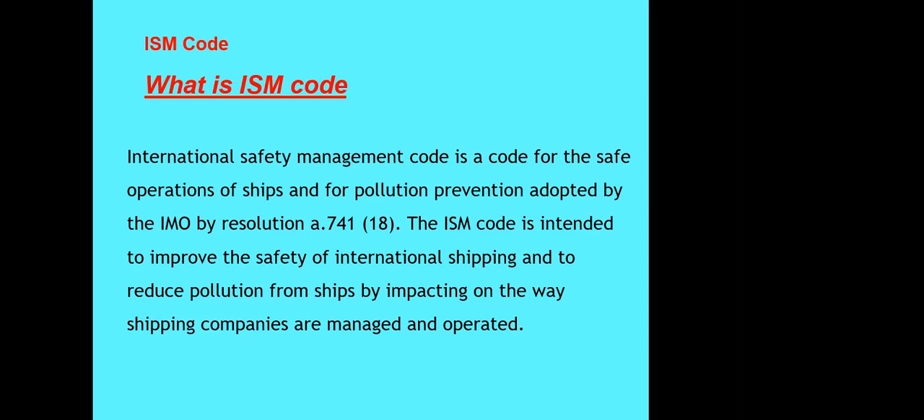So we are going to see how this resolution was adopted. The ISM code is intended to improve the safety of international shipping and also to reduce pollution from ships by impacting the way shipping companies are operated and managed. Prior to the ISM code, there was no documentary procedure apart from SOLAS regulations, which were adopted as a result of the Titanic incident. There was no documentary procedure regarding the management of ships, particularly to do with shore and ships. So the way the ship runs was not being monitored by the shore. Then an incident happened, called the incident of the Herald of Free Enterprise.